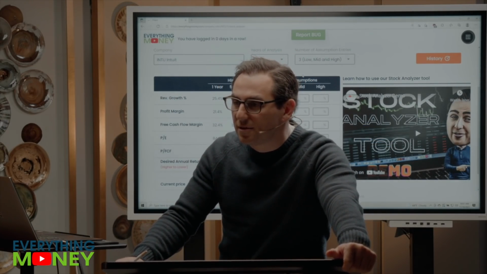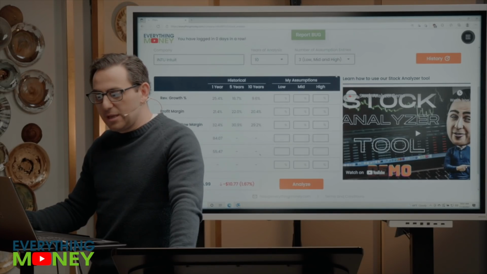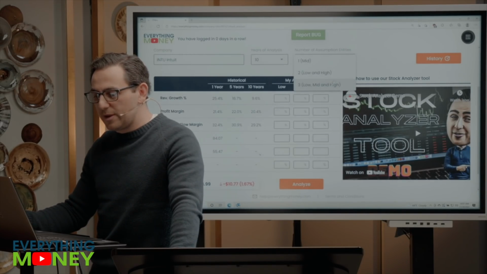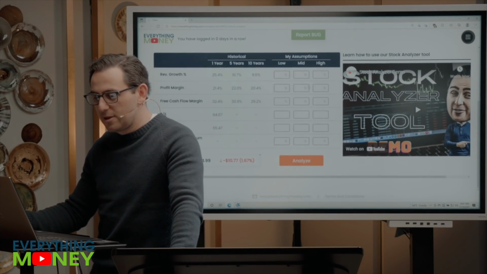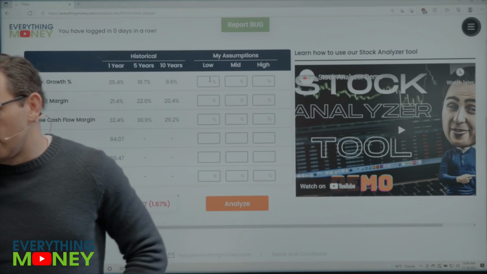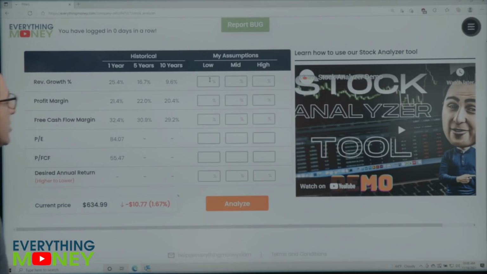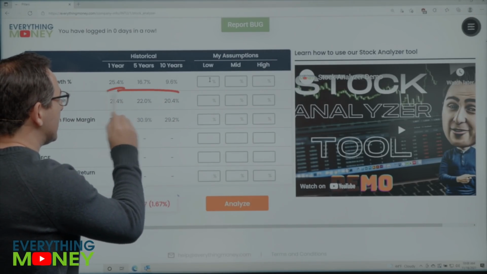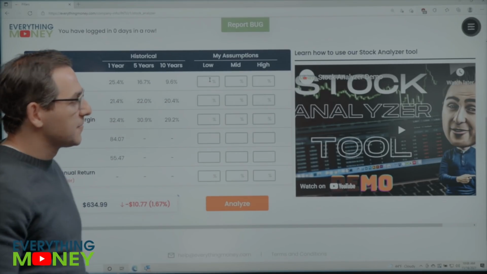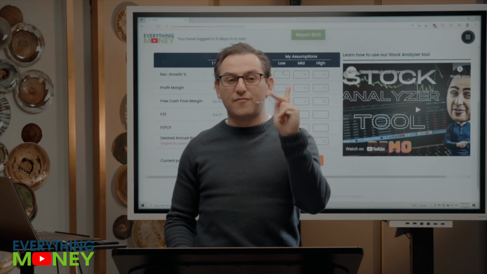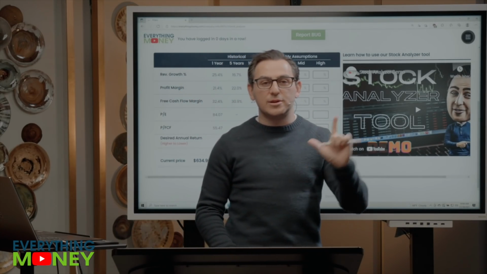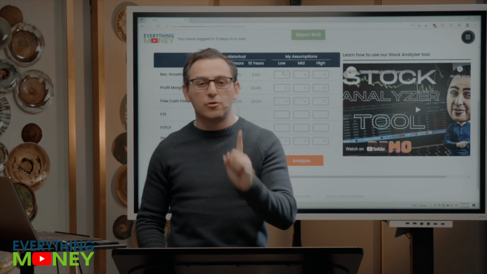You can pick 1 to 20. Let's do 3 assumptions. We can do 1, 2, or 3. Let's do 3 because everybody loves it when I do 3. All right, guys, here are our growth levels: 9.6, 16.7, 25.4. It's actually gotten faster as time has gone on. But they had 2 big acquisitions here, so we have to factor that in. I only want to factor in revenue growth based on organic growth.